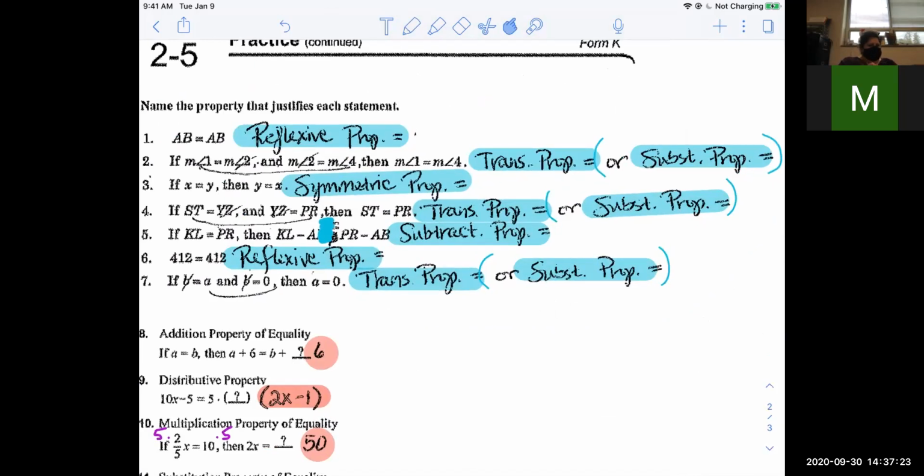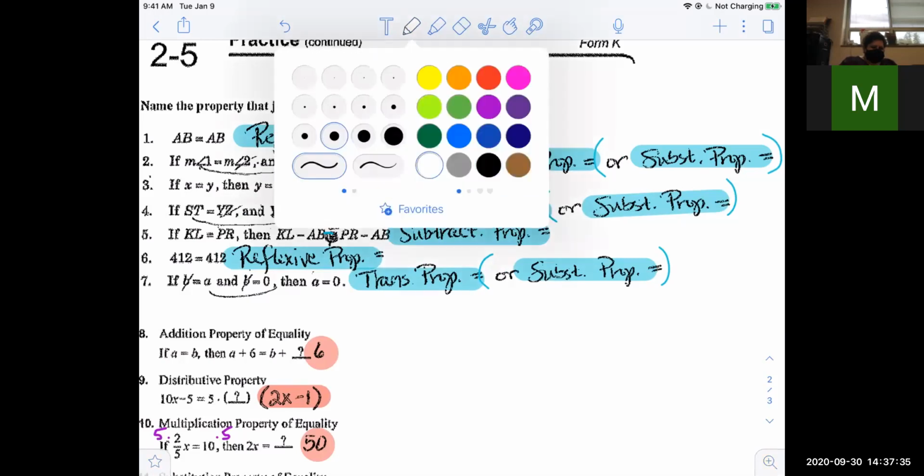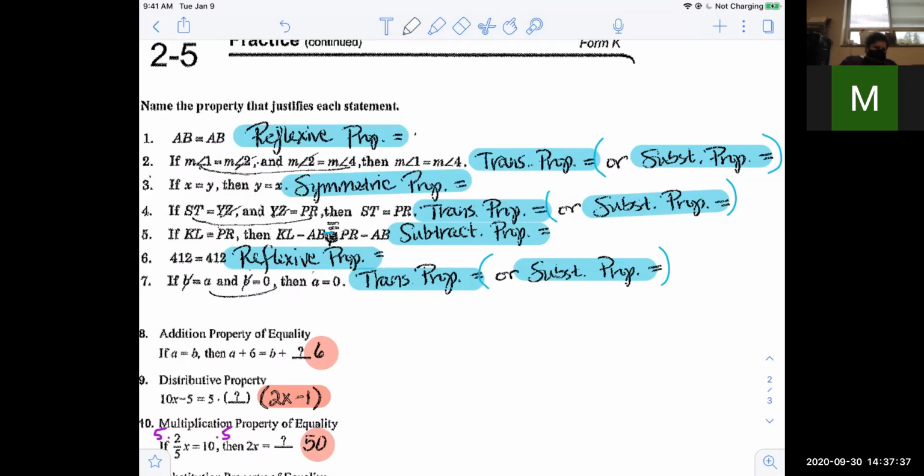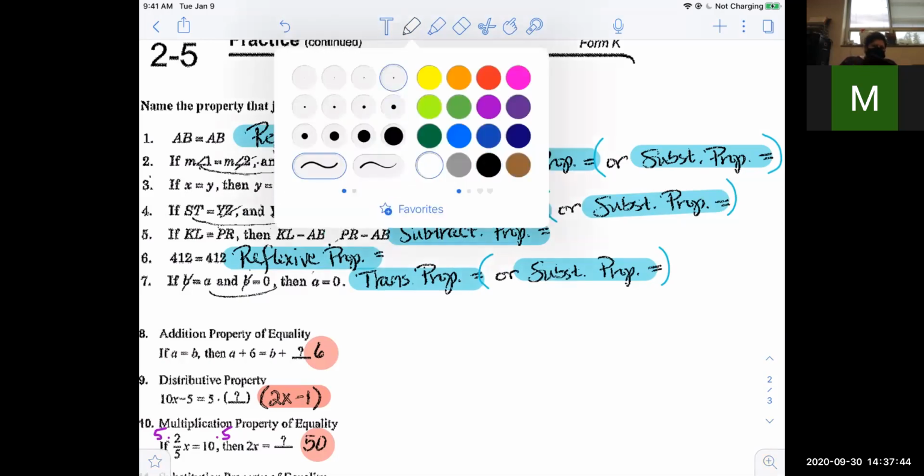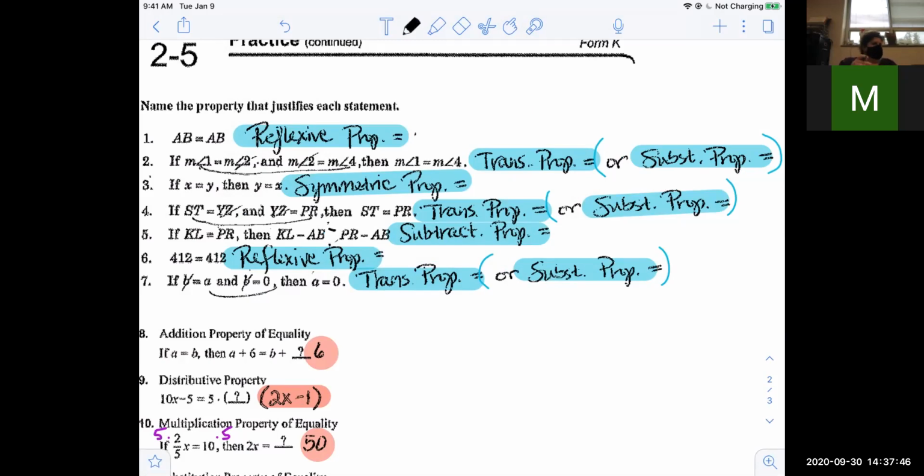Okay, so all of these. Oh, and by the way, on part 5, I think yours had a congruent symbol there on 5. That needs to be an equation. You cannot do subtraction with congruences. So that needs to be an equation there. That was just a typo.